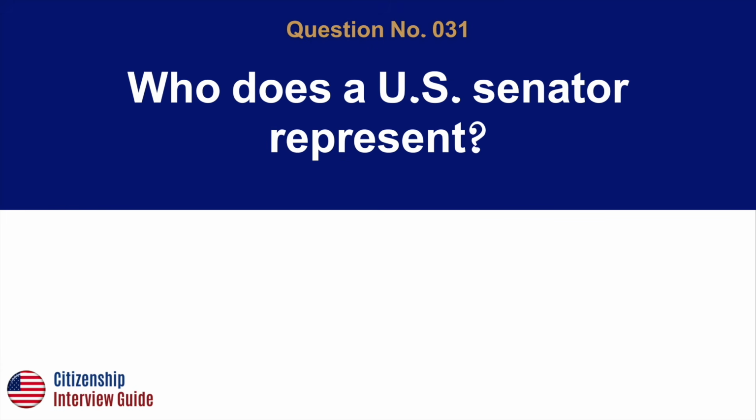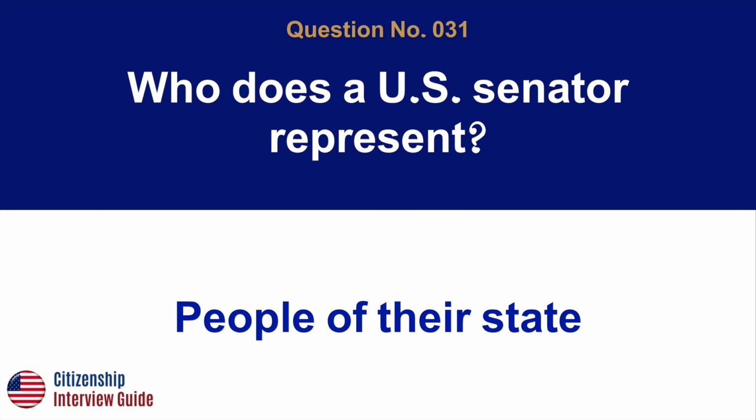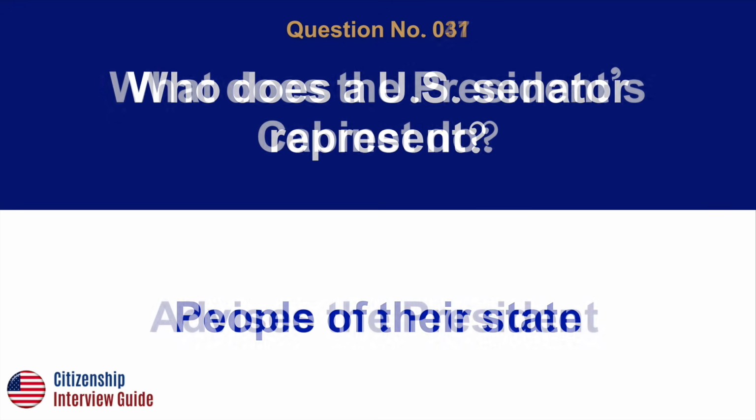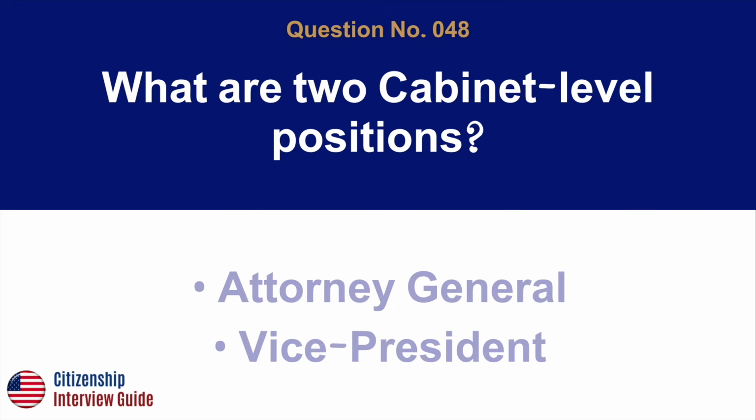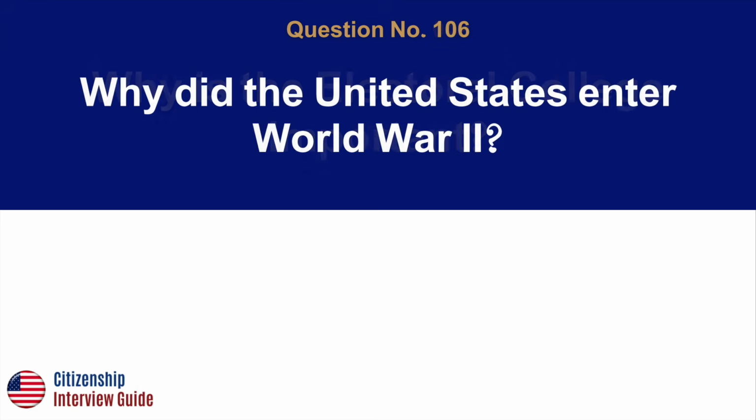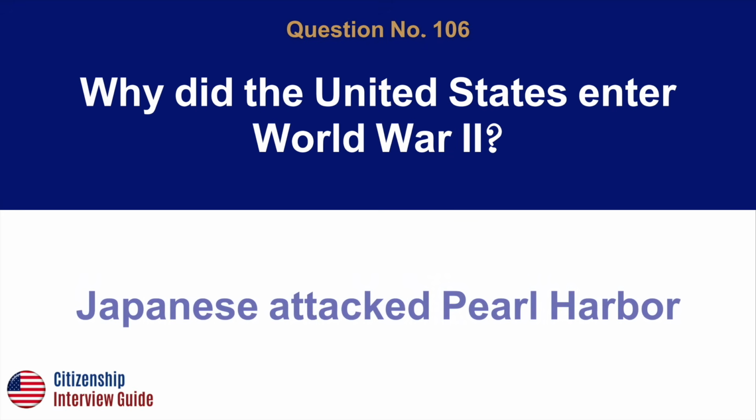Who does a U.S. Senator represent? People of their state. What are two cabinet-level positions? Attorney General, Vice President. Why did the United States enter World War II? Japanese attacked Pearl Harbor.